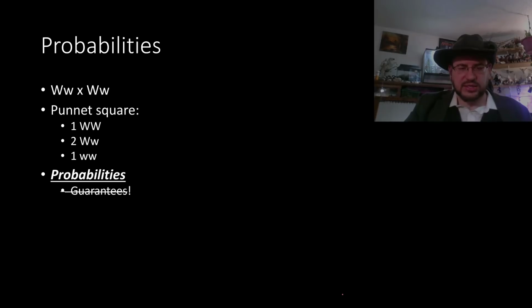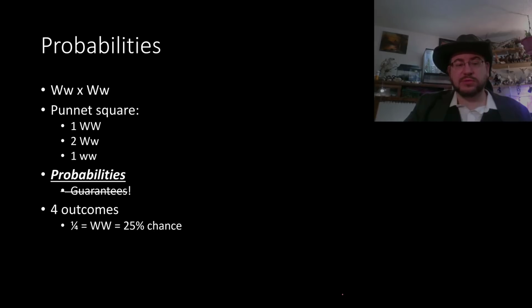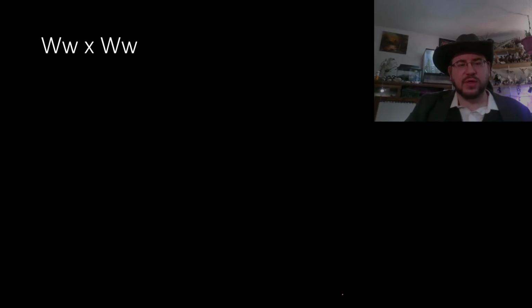These are probabilities. So there are 4 possible outcomes from a Punnett square. In this case, 1 in 4 is the homozygous dominant. So there's a 25% chance any offspring would be homozygous dominant. 2 out of 4 is a 50% chance that any offspring would be heterozygous, and a 1 in 4 that any offspring would be homozygous recessive. And the phenotypic ratios, boom.